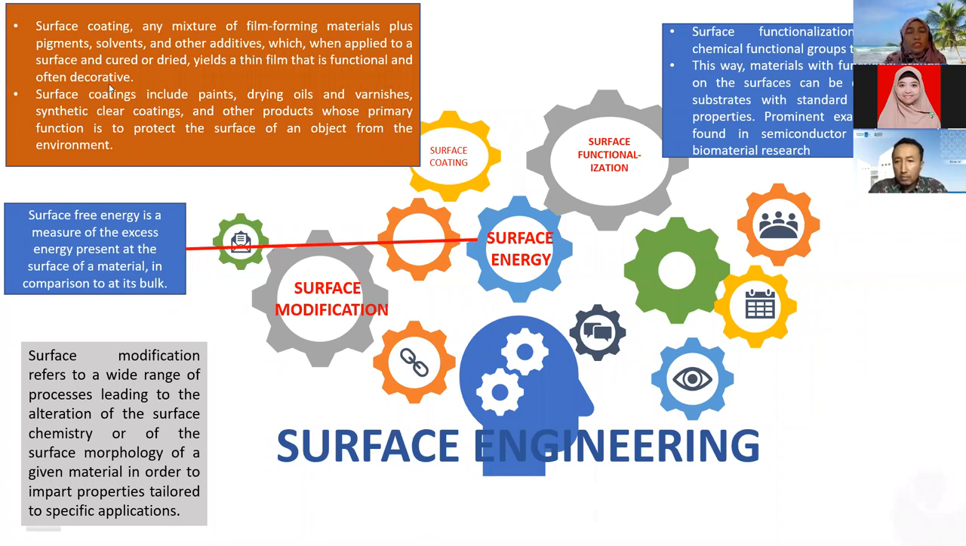Okay, we always do this. This is more for decoration, if we do it for decoration purposes, like painting our wall at home and so on. Even though nowadays people might not use paint to decorate their wall, they might use wallpaper. But that is an enhancement of this surface knowledge as well. Surface coating includes paints, drying oil, varnish, synthetic clear coatings and other products whose primary function is to protect the surface of an object from the environment.